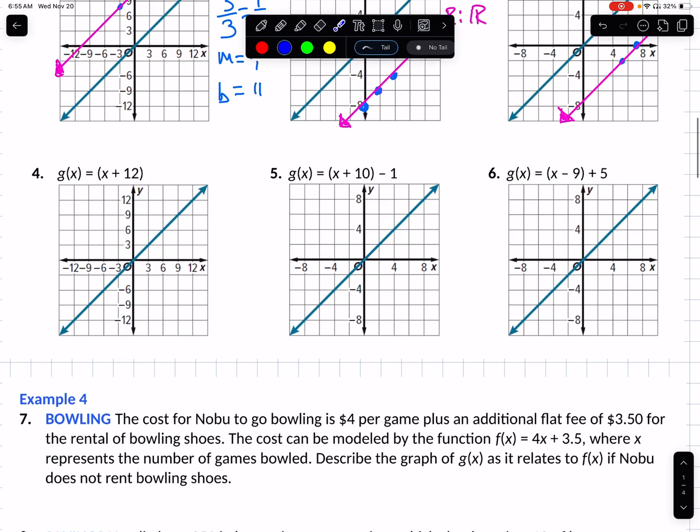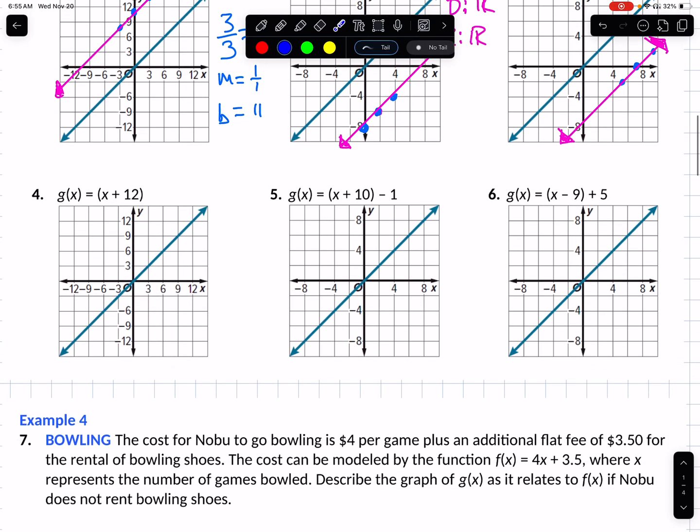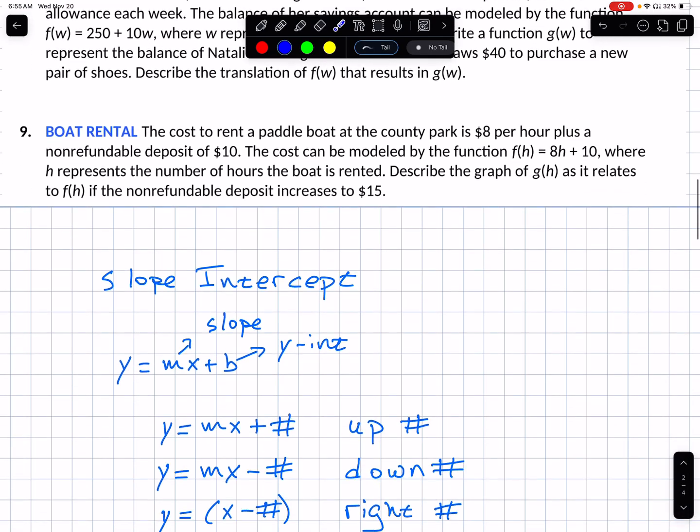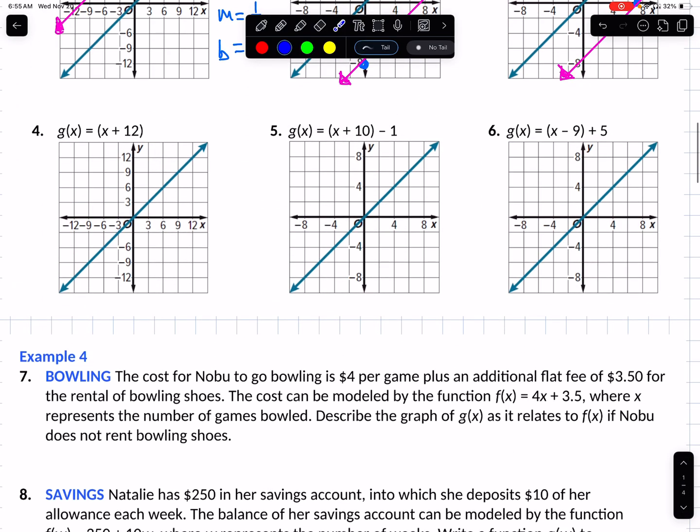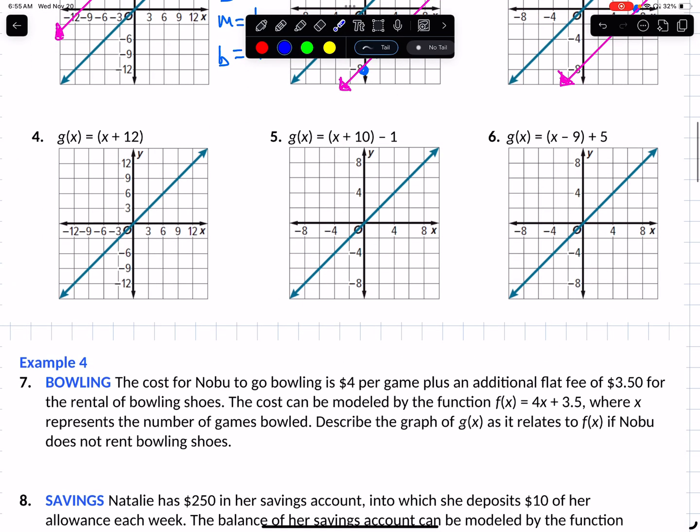Okay, so moving up here, we're going to focus on number 5, and then we'll also do number 6. So as I look at this parenthesis here, and I think about our rule right here, if it's plus within the parenthesis, that makes it move left. So this function is going to move left 10. I'm going to write it to the right of number 5.